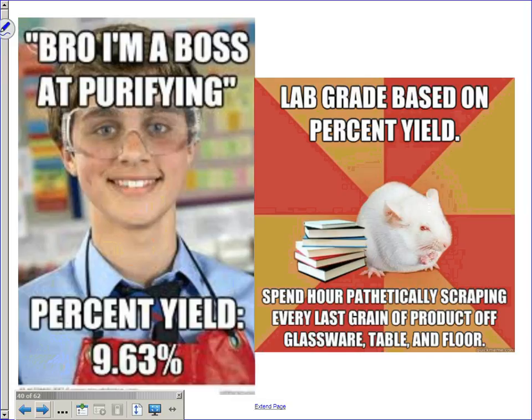That's like horrible. No. And then lab grade based on percent yield, spend an hour pathetically scraping every last grain of product off the glassware table and the floor. And that has happened. One of my students spilled all their crystals all over the table, and it was liquid, and immediately at the table it all crystallized. So they're scraping. They're like, I need this for extra credit on my lab grade, because it's a rough lab, so I try to help them as much as I can. All right, so that's my jokes for today.